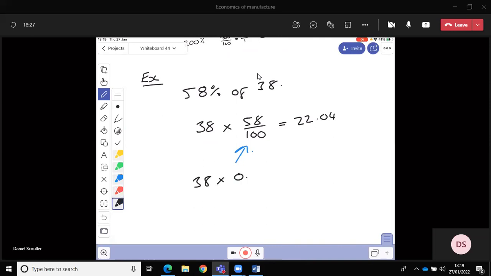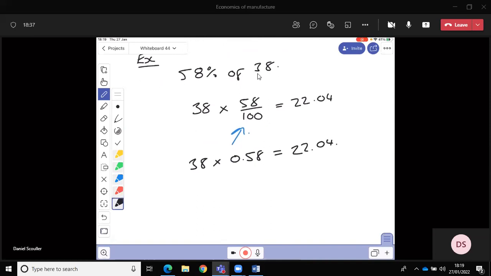38 times 0.5. So if you put that 50 divided by 100 into your calculator, you get 0.5. If we're asked to find 58%, we can write that as 0.58.